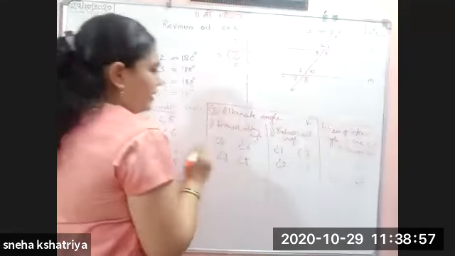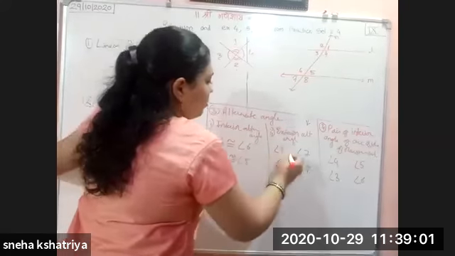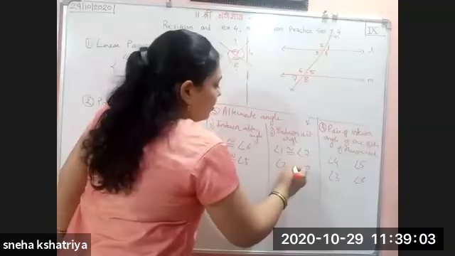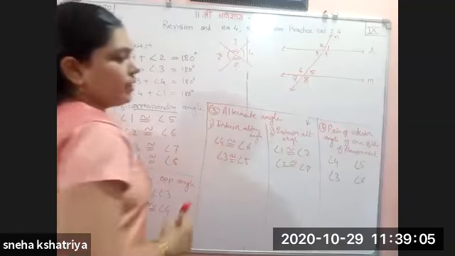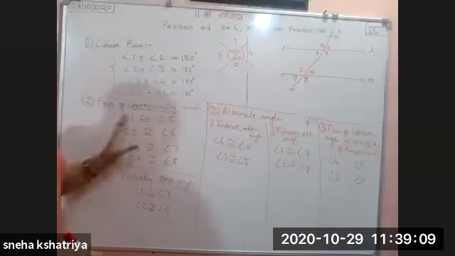Similarly, in alternate angles also, all these angles are congruent. This also congruent, this also congruent, this also congruent. Okay, now all of these have become congruent. Okay, all they become congruent.